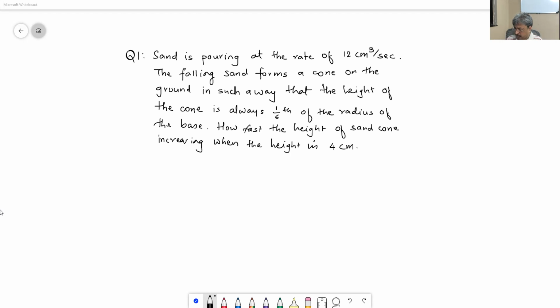It is a simple problem. We are solving some simple problems. And volume of a cone is one third pi r square h. This is an important formula for you, which we should use.